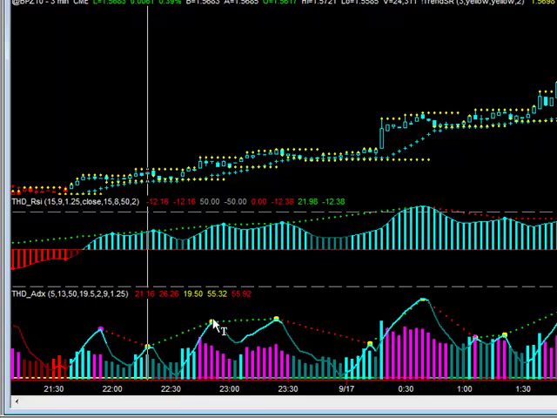The ADX gives you a green line. The RSI gives you a green line. This is telling you to stay with your trend. Again, you have another green line that's connecting these highs.